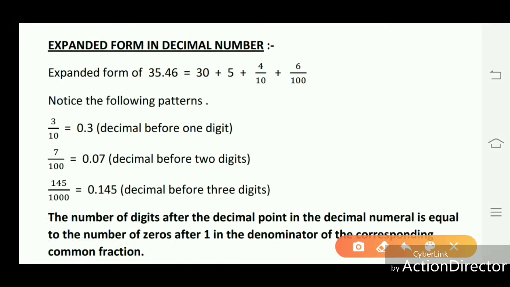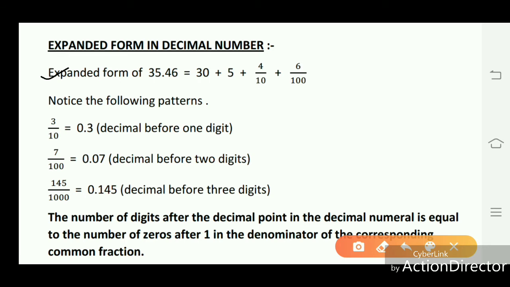Now we discuss expanded form in decimal numbers. Expanded form of 35.46 is equal to, so first we write the tens place, then the ones place, and then the tenths and hundredths place in decimal. So first we write 30 plus 5 plus 4 upon 10 plus 6 upon 100.